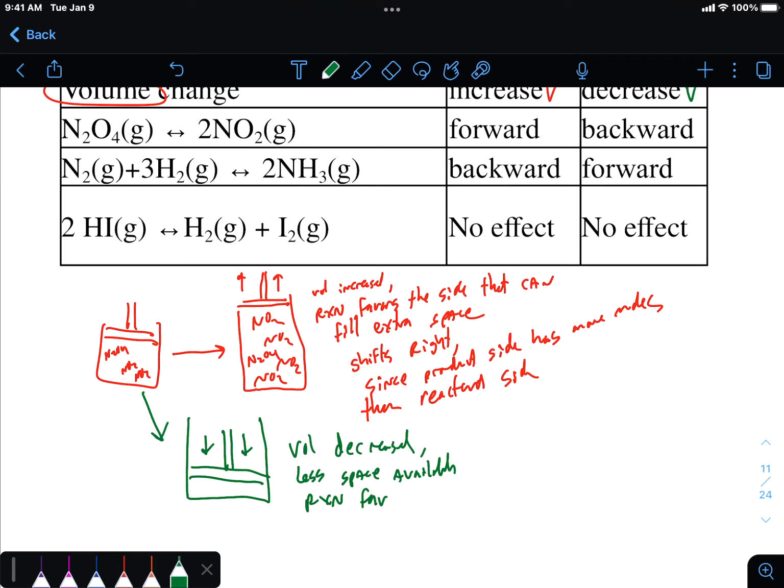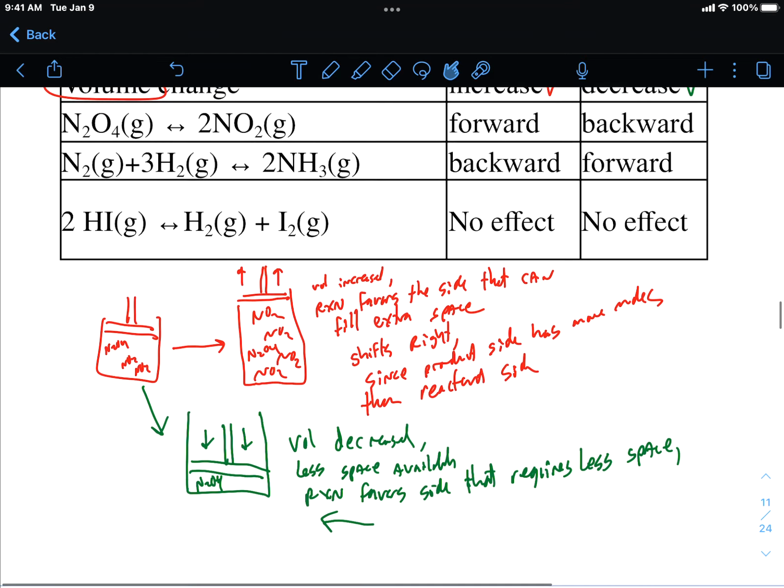Reaction favors the side that requires less space. It's going to shift to the left because the reactant side does not need as much space as the products do. Okay. So by using this logic, we apply this to the others.